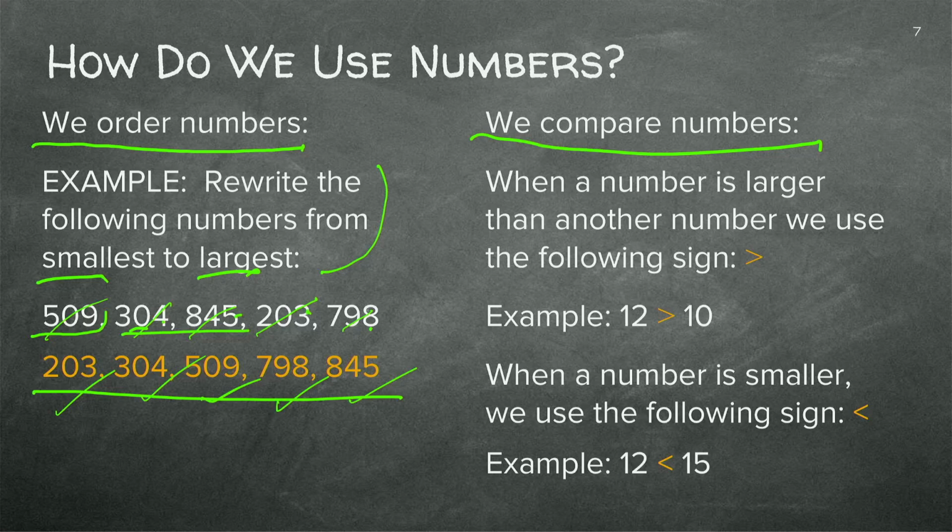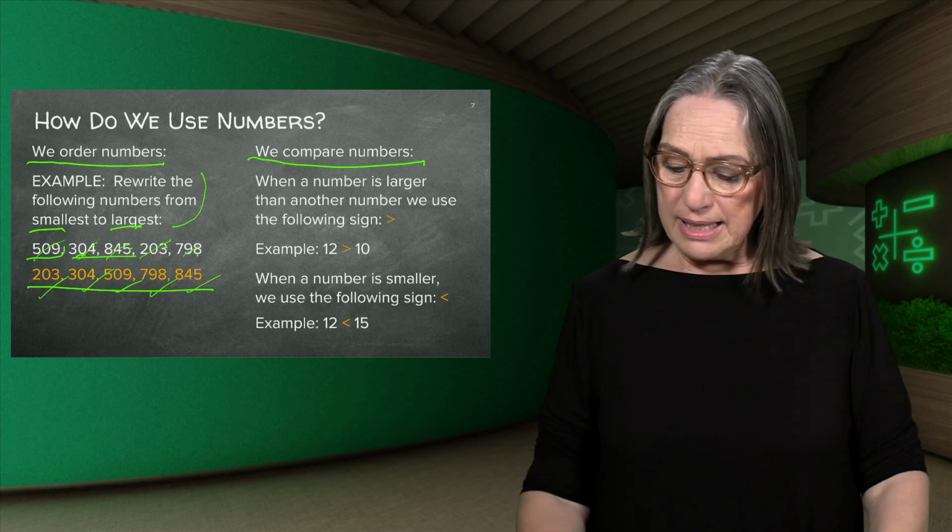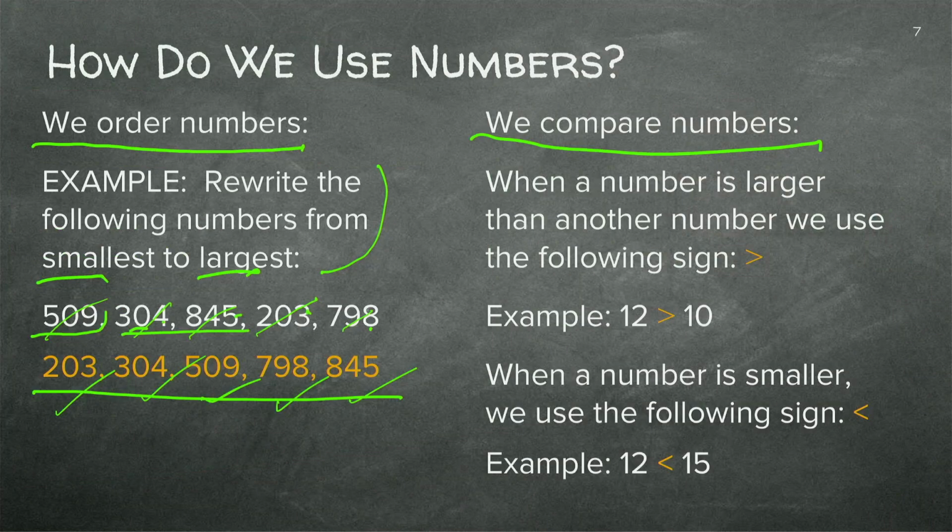Another way to work with whole numbers is to compare them. Because 13 is not 12, right? What is 13? 13 is larger than 12 and 9 is smaller than 10. So we compare numbers. So this is an example. When a number is larger, we use that sign, the larger than sign. And when a number is smaller, we do the smaller than sign. Okay, for example, 12 is larger than 10 and 12 is smaller than 15.